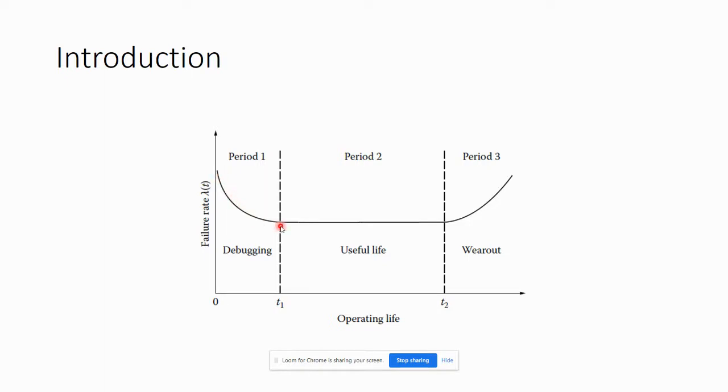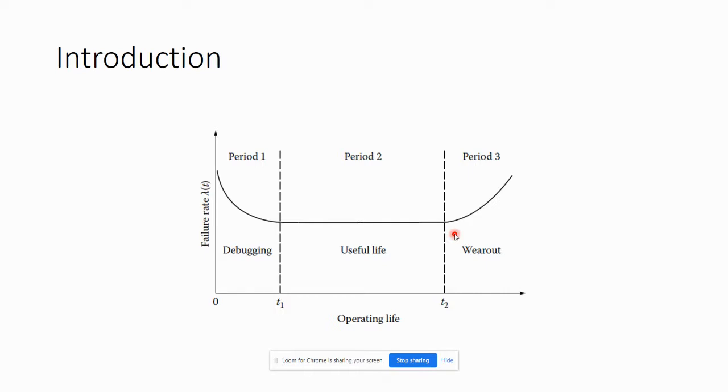Then it goes into the steady period, which is period number 2, also called the useful life period. The component will go through a steady state operation, and in that case the failure rate of the component is fixed throughout that lifetime. As the component ages, which is period number 3, it is called the wear out phase or the aging phase. Then we notice that the failure rate of the component will start to increase.